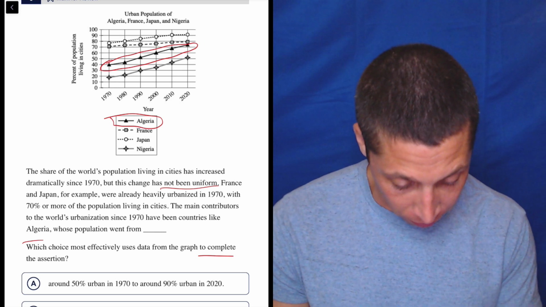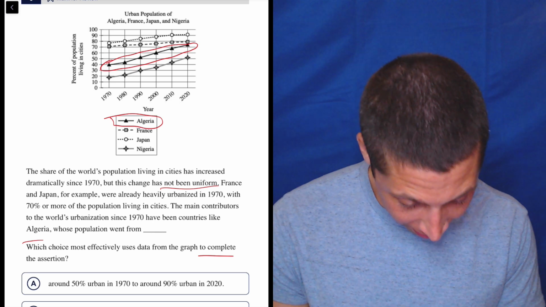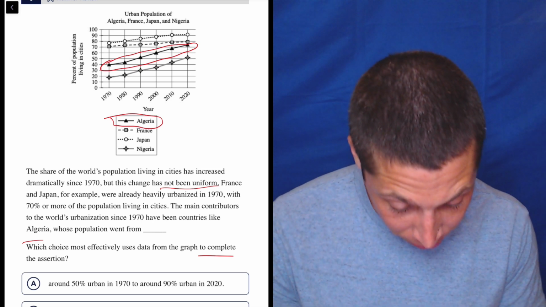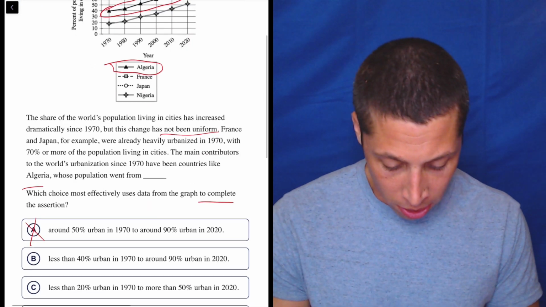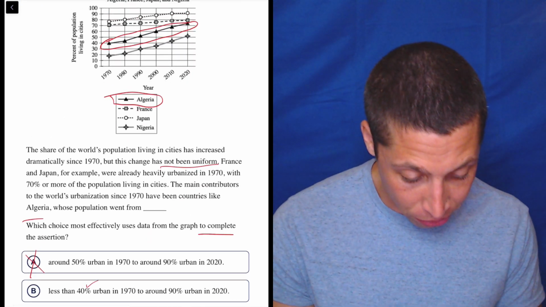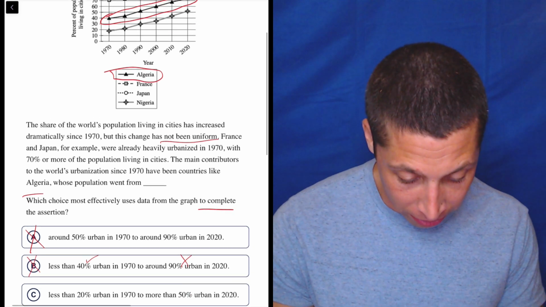So just see if that's true. 50% urban in 1970, it looks like 40%. And then 90% urban, nope, not in 2020. 2020 is 70% urban. So no. Less than 40% urban, that seems good. In 1970 to around 90% urban in 2020, that seems wrong. So nope. Less than 20% urban, no, definitely not.